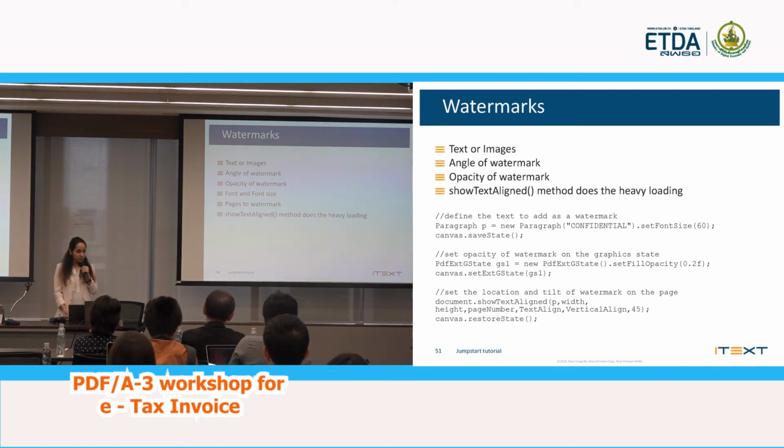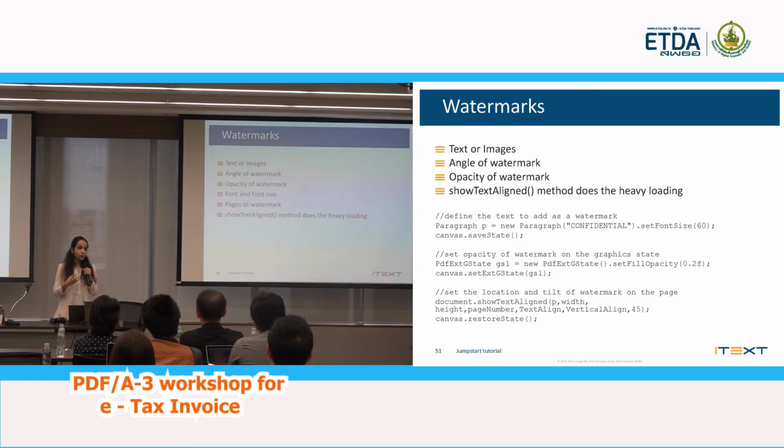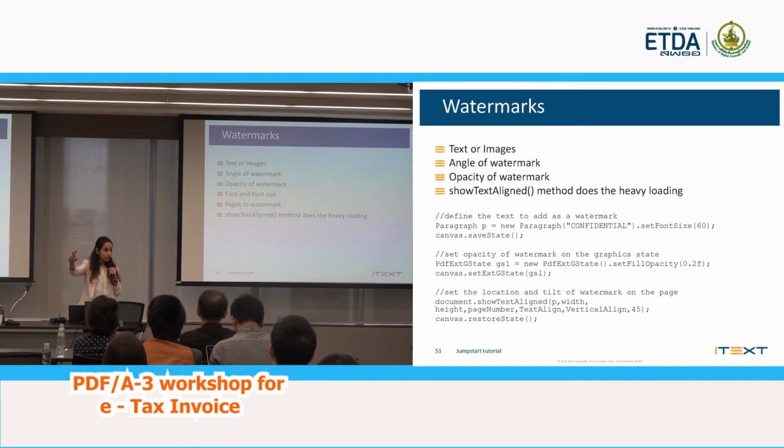So you can add watermarks using iText easily to your PDFs. These could be text watermarks or image watermarks. iText will also allow you easily to adjust the angle of your watermark. You might want to put it horizontally or vertically or at an angle of 45 degrees.